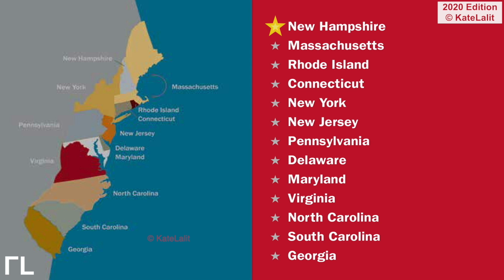New Hampshire, Massachusetts, Rhode Island, Connecticut, New York, New Jersey, Pennsylvania, Delaware, Maryland, Virginia, North Carolina, South Carolina, Georgia.